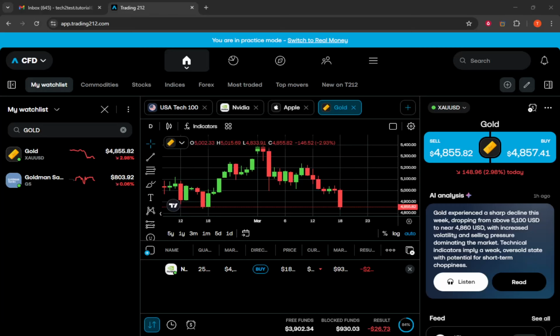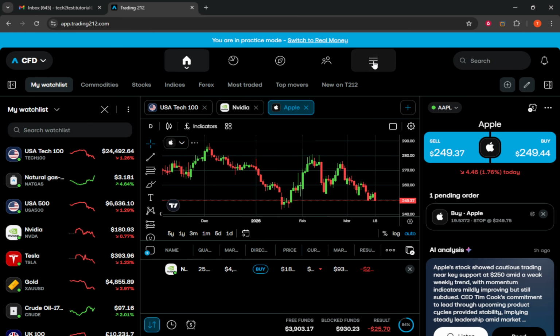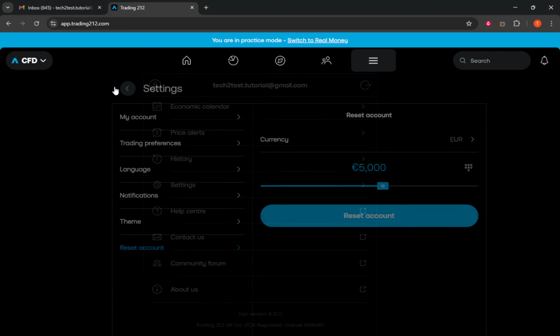In today's video, I'm going to teach you how to buy gold in Trading 212. If you're curious about gaining exposure to gold, Trading 212 makes it straightforward, but you won't be buying physical gold bars or coins here. Instead, you'll choose between two approaches: trading gold via CFDs for short-term moves, or buying gold ETFs for longer-term investing. I'll walk you through both so you can pick what suits you.